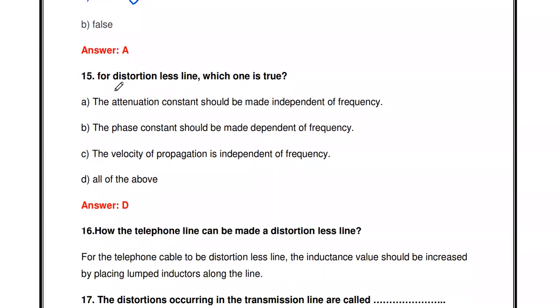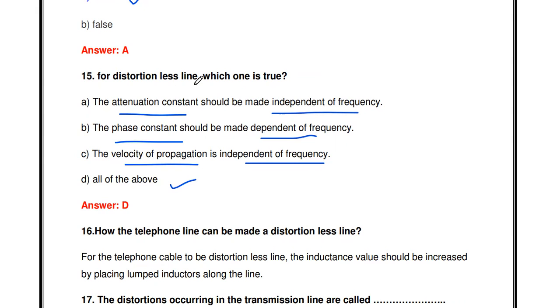Okay, then for a distortionless line, which one is true? You see the first statement: attenuation constant should be made independent of frequency. The phase constant should be made dependent on frequency. The velocity of propagation is independent of frequency. All of the above. So for a distortionless line, attenuation constant alpha is independent of frequency, phase constant is linearly varying with respect to frequency, and velocity of propagation is independent of frequency. So all of the above is true in terms of a distortionless line.